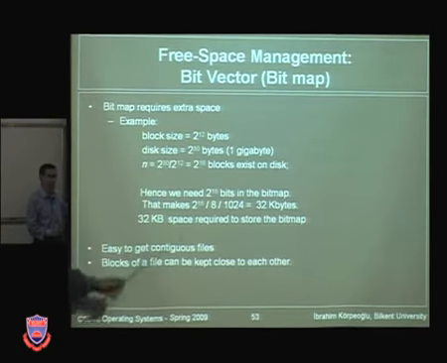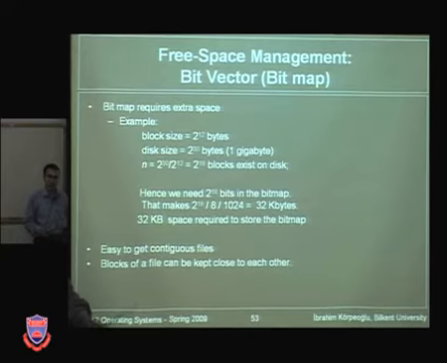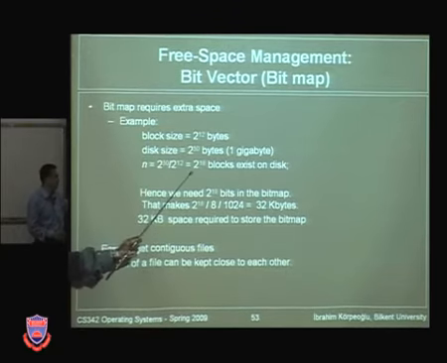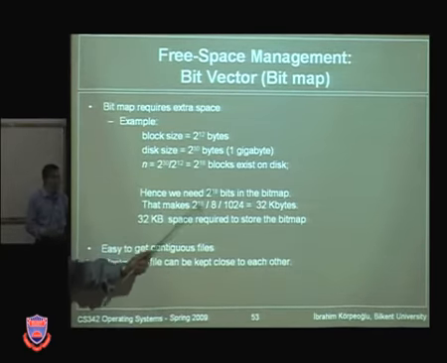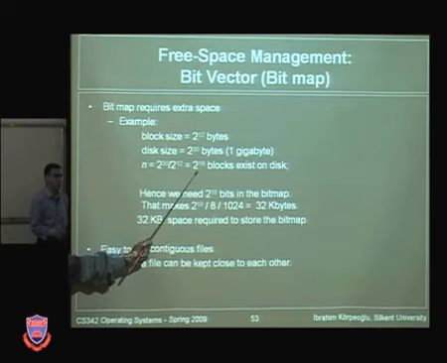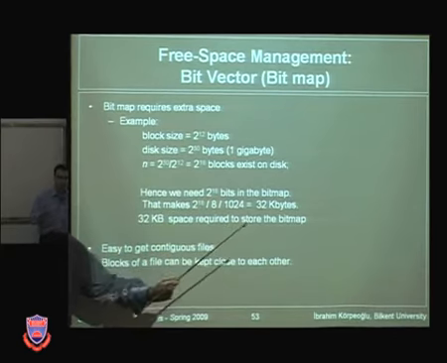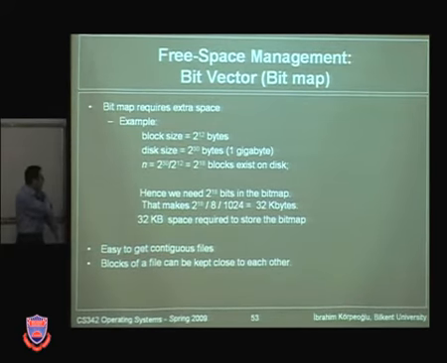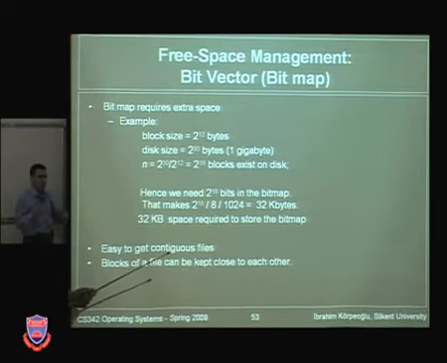So how many blocks will we have on that disk? Disk size over block size will give us the number of blocks on the disk, right? So 2 to the power 30 over 2 to the power 12 gives us 2 to the power 18, which is the number of blocks on the disk. Now, since for each block we need a bit, how many bits do we need in the bitmap?